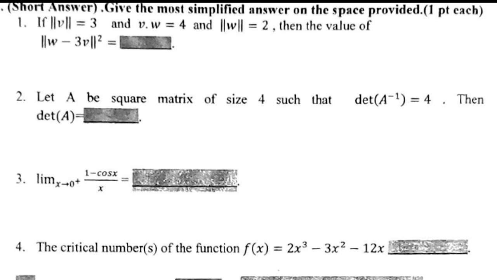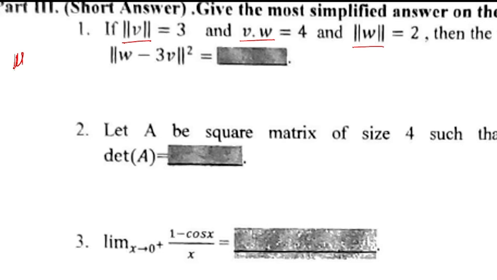The short answer part. In the first problem, you are given norm of V, norm of V dot W, and norm of W. Then find the value of norm of W minus 3V squared. Now remember what we have seen before. Norm of U squared means U dot U. So apply this property for this one.